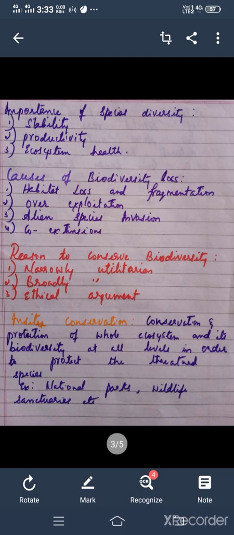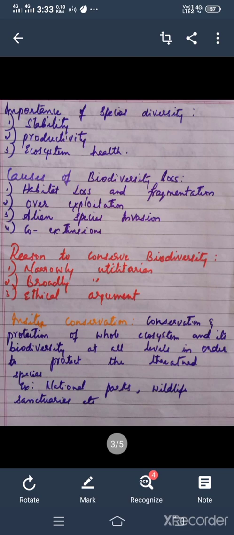Overexploitation. We use natural resources, but these are meant to be used only to the certain amount which is required. Because of greed we are overusing the resources and making them empty. So because of this we are destroying the biodiversity again.